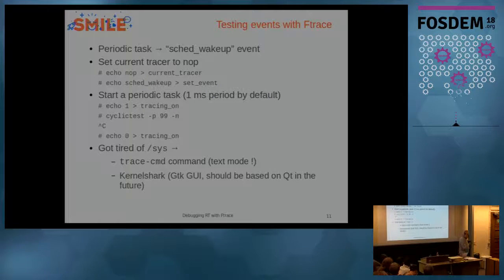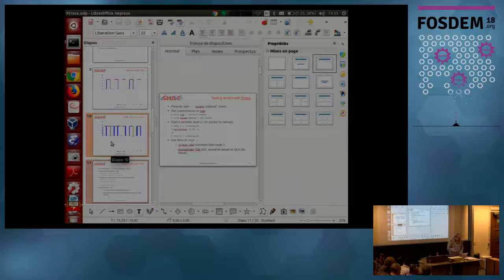If you want to test real-time events with Ftrace, there is one way, using the sched_wakeup event. You set nop as the current tracer. It's a different way of tracing. And you put sched_wakeup in set_event. You activate the trace. You start an example cyclictest, which is an example from the rt-tests package. We generate some threads with priority, etc. It's just like this. I can show you a demo.